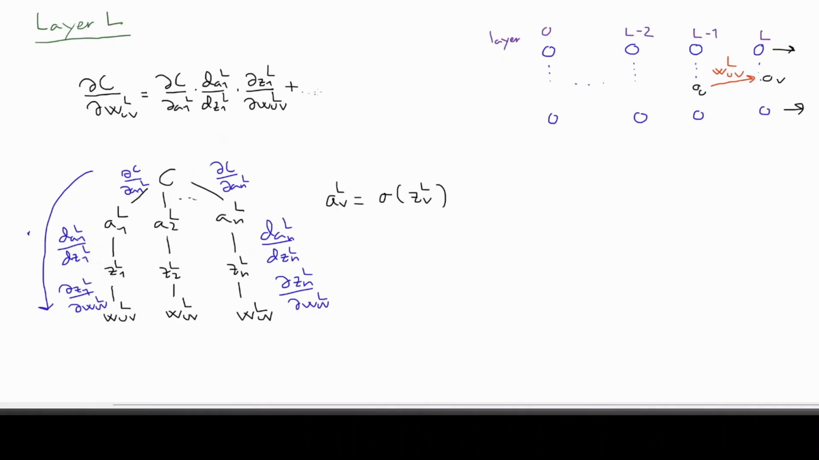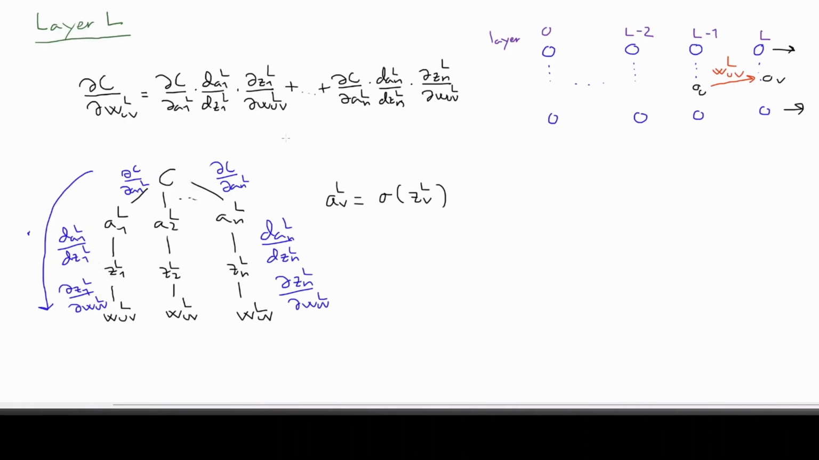So it's going to be all the way up to the partial derivative of C with respect to the activation at neuron n multiplied by the derivative of the activation at neuron n with respect to the weighted input at neuron n multiplied by the partial derivative of the weighted input at neuron n with respect to our weight.